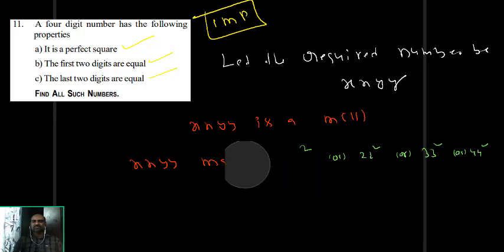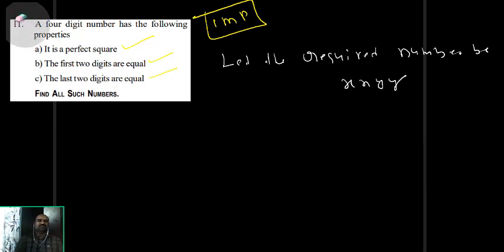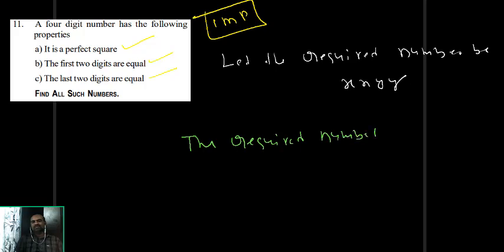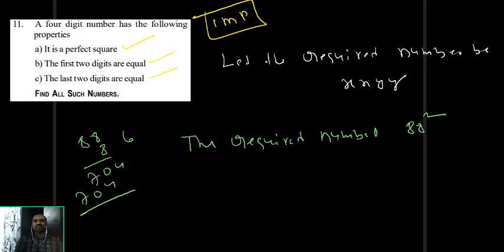So at last I can write the required number is 88 squared. Just now again I want to cross check them. 64, 70, 704. Okay, 7744.